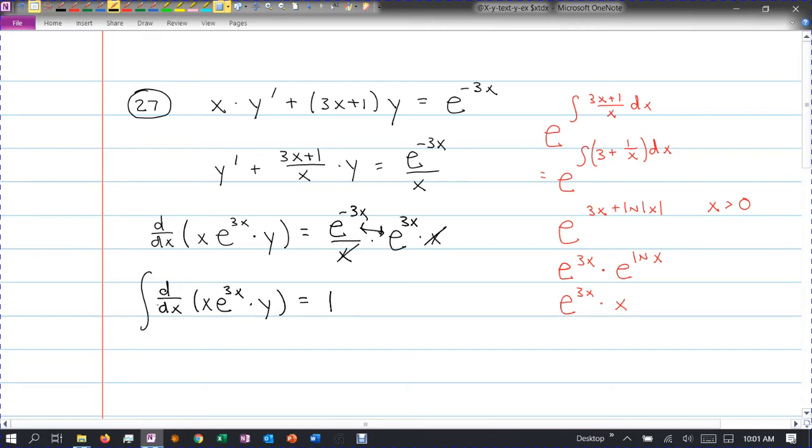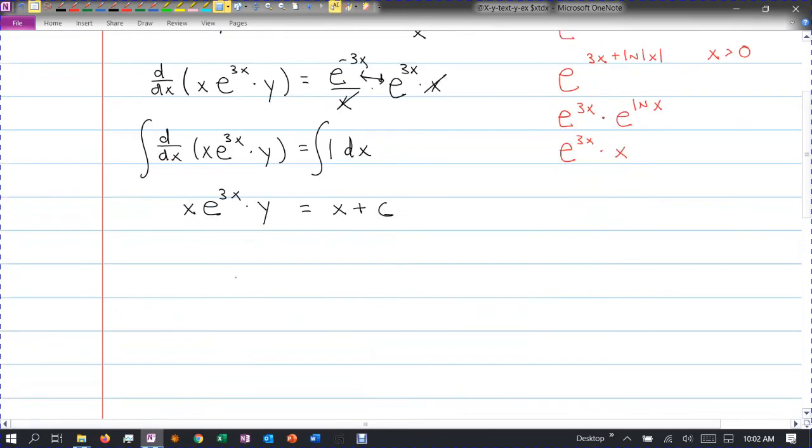Now we integrate both sides with respect to x. So our right-hand side is just going to be x plus a constant, and the left-hand side is just our integrating factor times y.